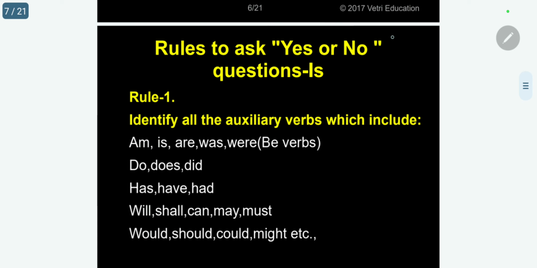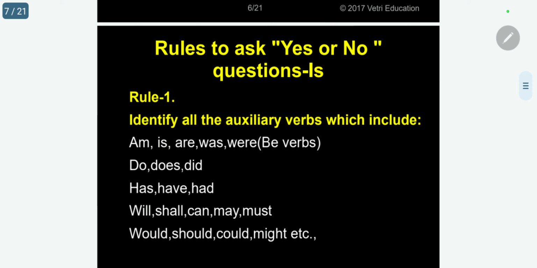So let me start now. There are some rules we have to follow under yes or no questions. Rule number 1: identify all the auxiliary verbs. Remember, my dear students, I have already discussed different types of verbs. Entire verbs we can classify; one type is main and auxiliary. And the auxiliary we can classify further into two types, primary auxiliary and secondary auxiliary.